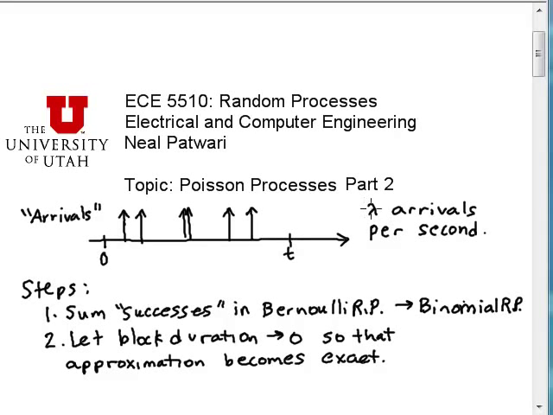My name is Neil Patwari, and this is EC 5510 Random Processes. This topic is on the Poisson process, and specifically how to derive the Poisson process from a Bernoulli random process.